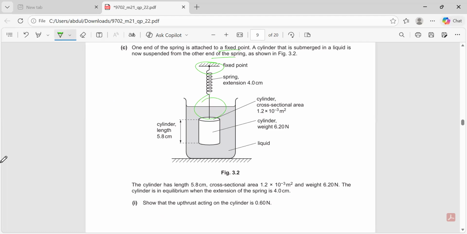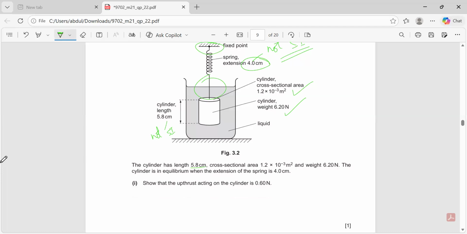Now, the spring's extension is 4 centimeter. Cross-sectional area, see, this is not System International, not SI. Again, we need to convert it later on, wherever we need it. Cross-sectional area is in meter square, perfect. Weight is okay. And the length of the cylinder is 5.8 centimeter, also not in SI.